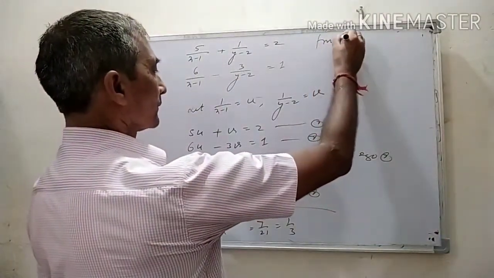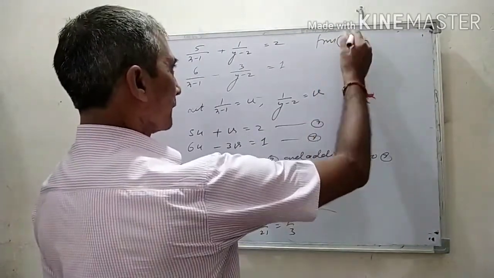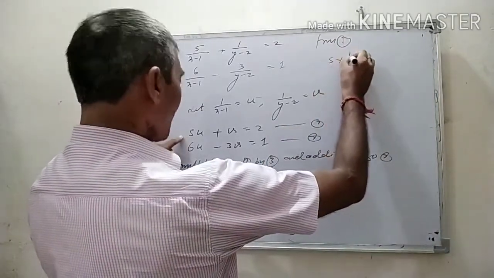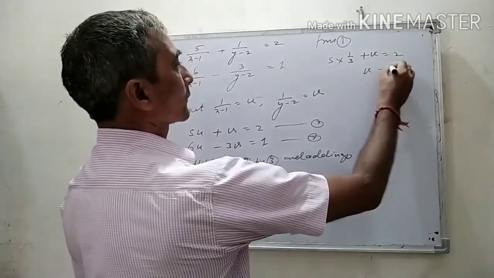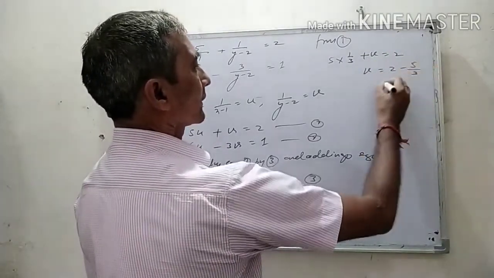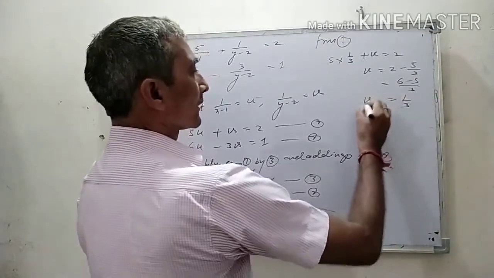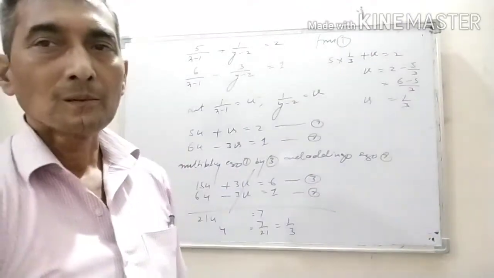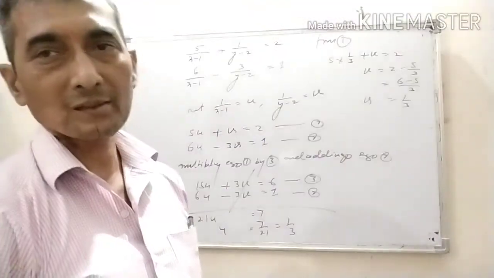From equation 1, 5 into 1 by 3 plus v equal to 2. Now v equal to 2 minus 5 by 3, that is 6 minus 5 by 3, that is 1 by 3. We have found the value of u and v, but our target is to find the value of x and y.